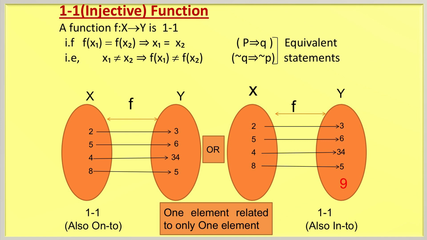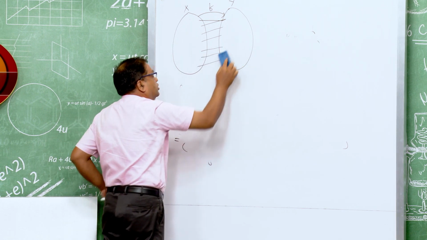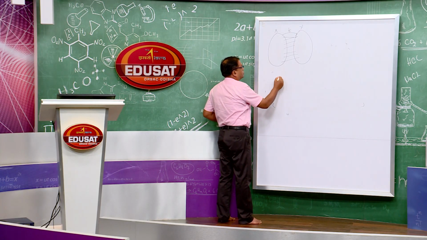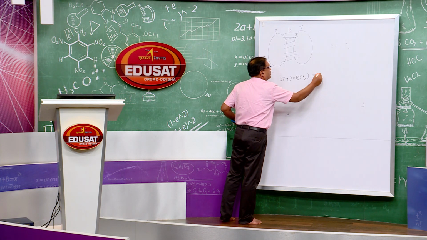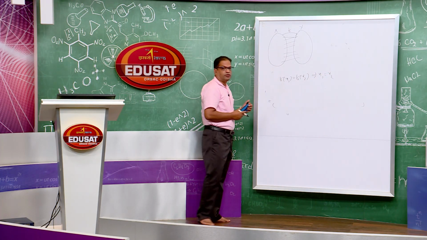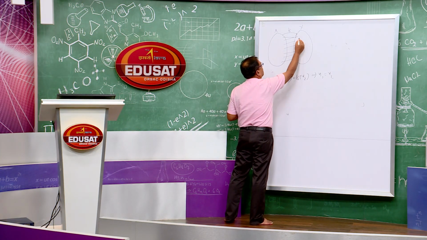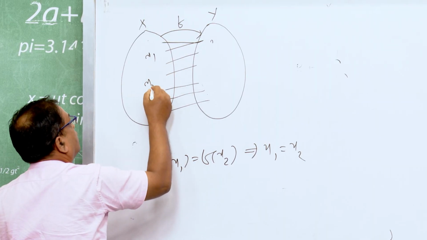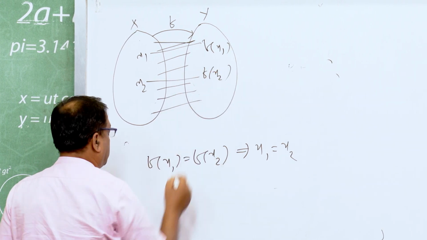Now, mathematically how will we test whether a function is 1-1? So, we take f(x1) is equal to f(x2), and if x1 is equal to x2, then the function is a 1-1 function. So, f(x1) is equal to f(x2) should imply x1 is equal to x2. Now, suppose here x1, x2 and here f(x1), f(x2).